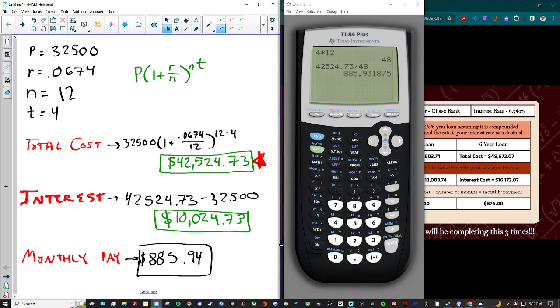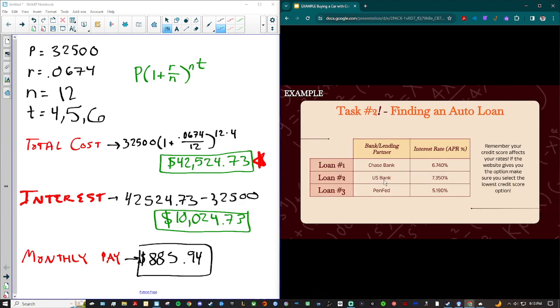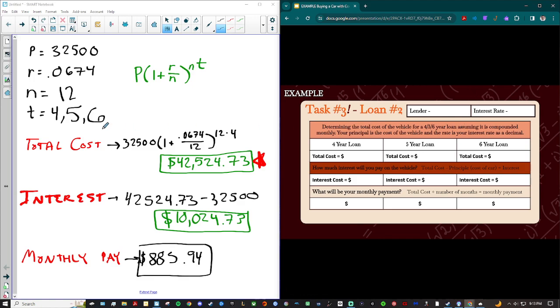Okay, so then I would go and do my 5 year. Then I would do it with 6 year. That's the T value. So I'd do it with 4, then I would do it with 5, then I would do it with 6, and I would fill out my entire Chase Bank loan, and then I would move on to my second loan. So my second loan would be my US Bank loan. I would put that information into the loan, and I would again calculate 4 years, 5 years, 6 years. One last time you do it for your third loan.